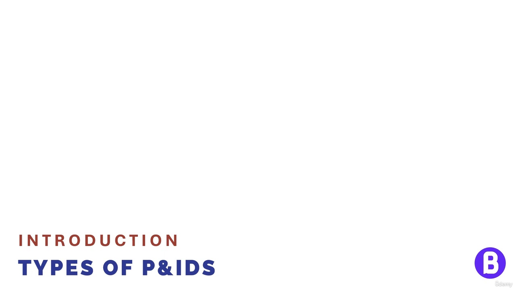So when we issue a P&ID, we are already including different P&ID types. Each type serves a specific purpose. So what are the types of the P&ID?